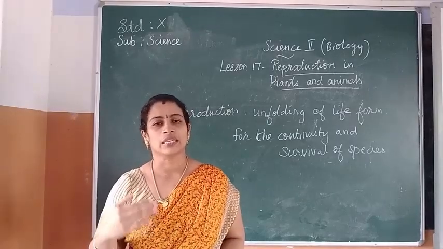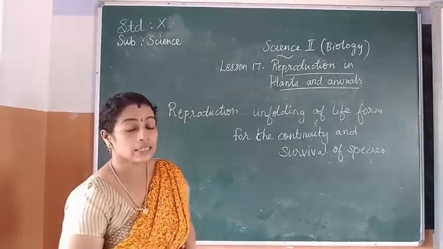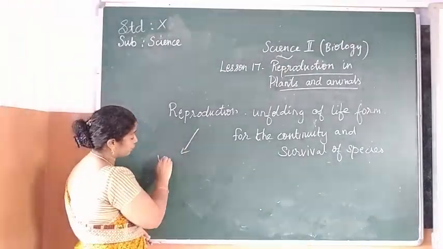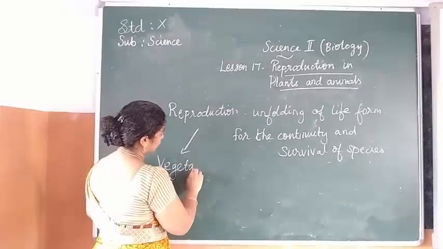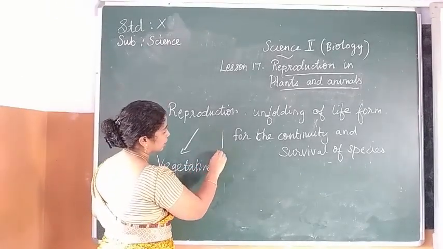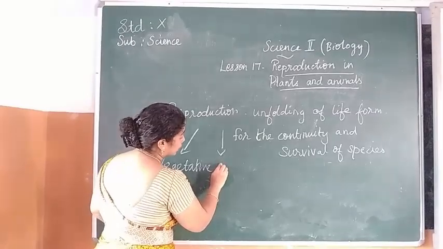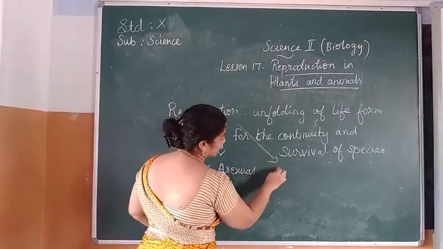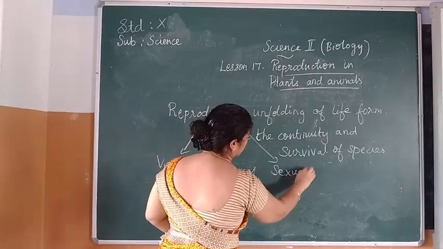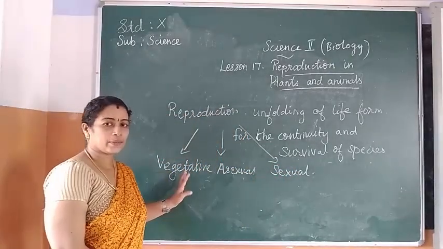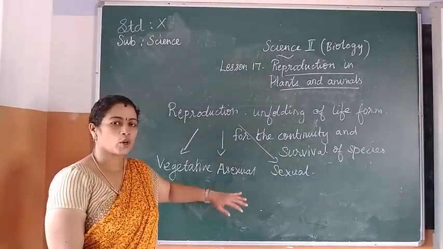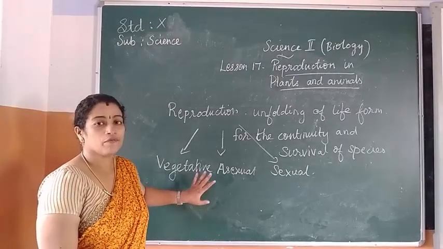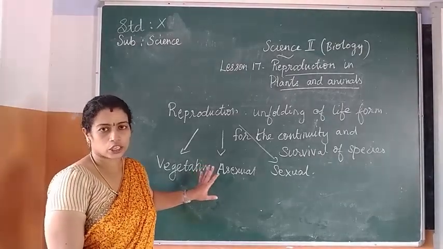So reproduction is classified into three types. First, vegetative reproduction. Second, asexual reproduction. And last, sexual reproduction. These are the three types of reproduction seen from microorganisms to higher organisms. First we are going to see vegetative reproduction.